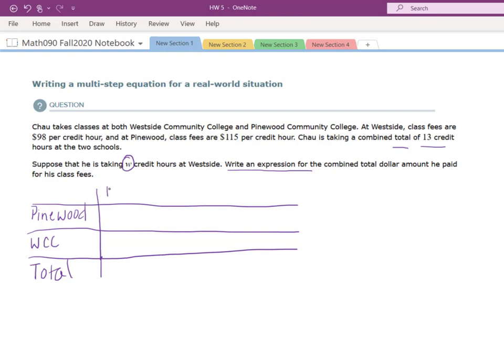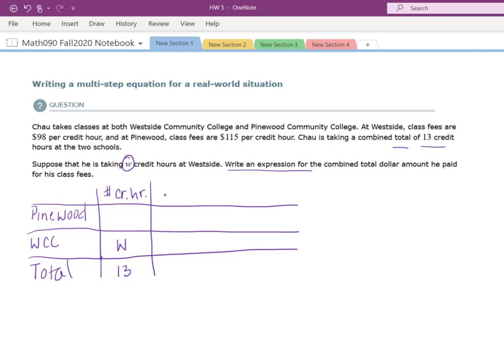Okay, so let's do the first column. Let's let that be number of credit hours. So I'm going to try and abbreviate here. And all we know is that that's going to be 13. Now, one other bit of guidance they gave us is to let W be the number of credit hours at Westside. So we can go ahead and put W in here, but let's come back to this box in just a little bit.